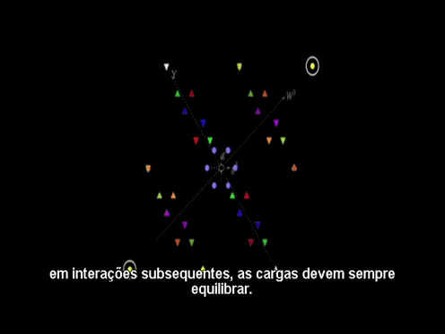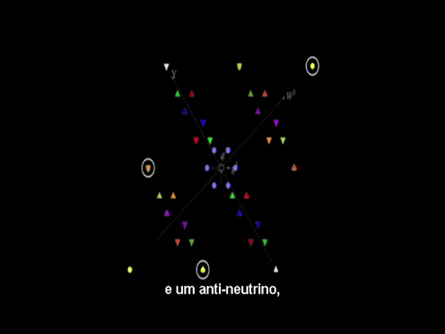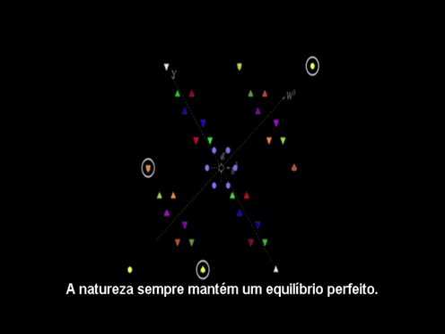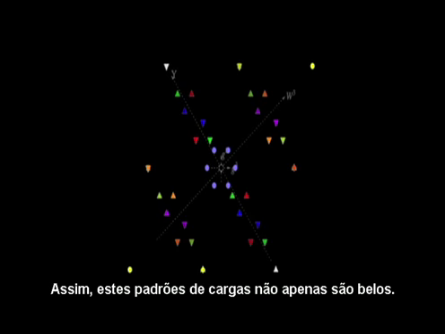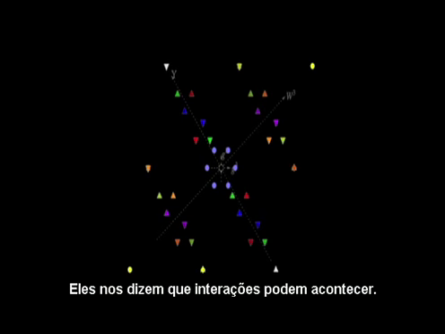In further interactions, the charges must always balance. One of the weak particles could decay into an electron and an antineutrino, and these three still add to 0 total charge. Nature always keeps a perfect balance. So these patterns of charges are not just pretty. They tell us what interactions are allowed to happen.